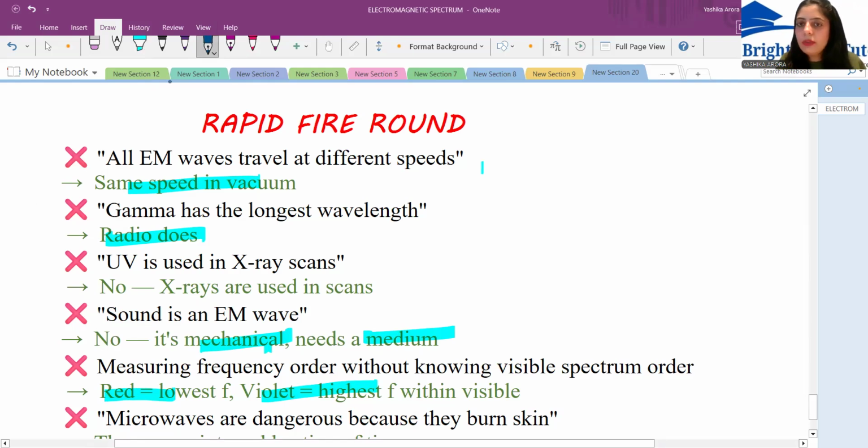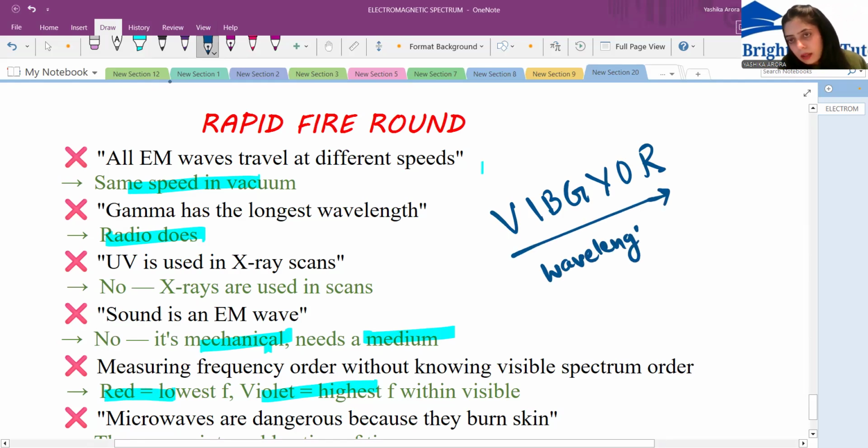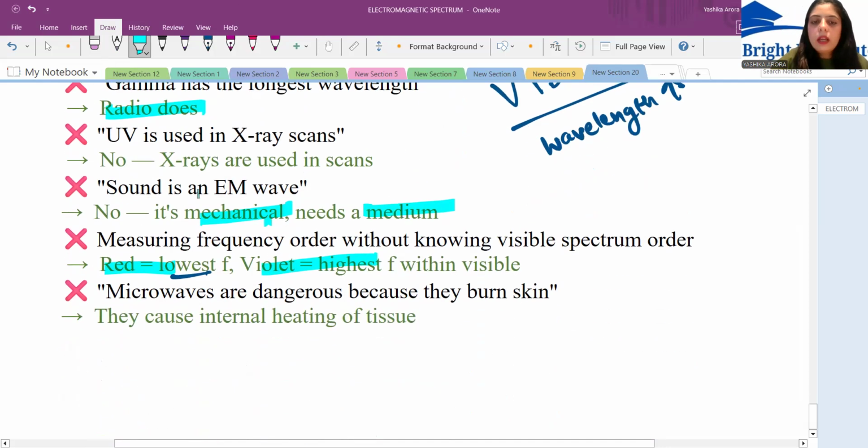Okay, so the visible region is what? VIBGYOR. This is your visible region. The word is VIBGYOR: violet, indigo, blue, green, yellow, orange, red. And as I move in this direction, the wavelength increases. So the red is going to have the highest wavelength and the lowest frequency, and the violet is going to have the highest frequency and the lowest wavelength.